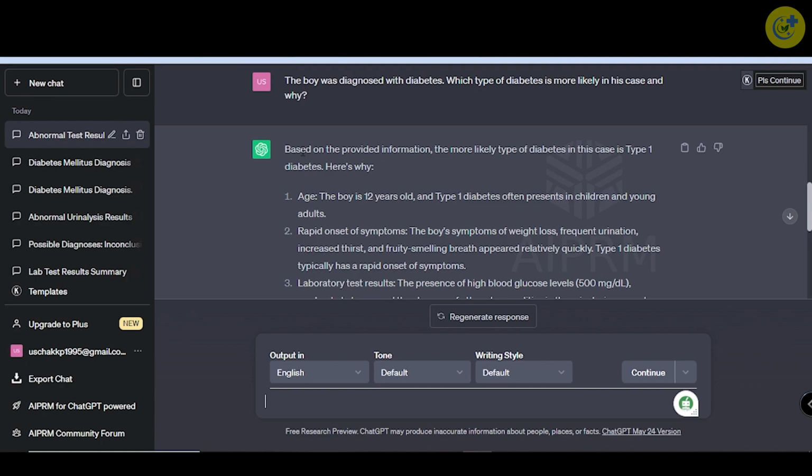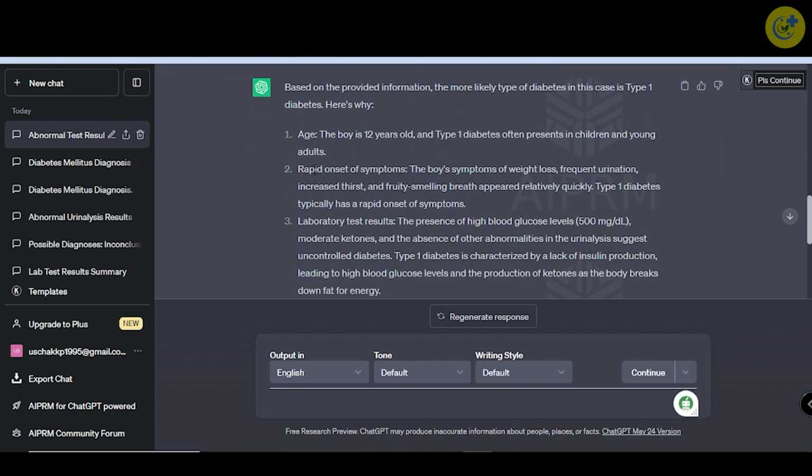And my second question answer, based on the provided information, the more likely type of diabetes in this case is type 1 diabetes. Here is why. Age. The boy is 12 years old and type 1 diabetes often presents in children and young adults. Super. Number 2, rapid onset of symptoms. The boy's symptoms of weight loss, frequent urination, increased thirst, and fruity smelling breath appeared relatively quickly. Type 1 diabetes typically has rapid onset of symptoms.